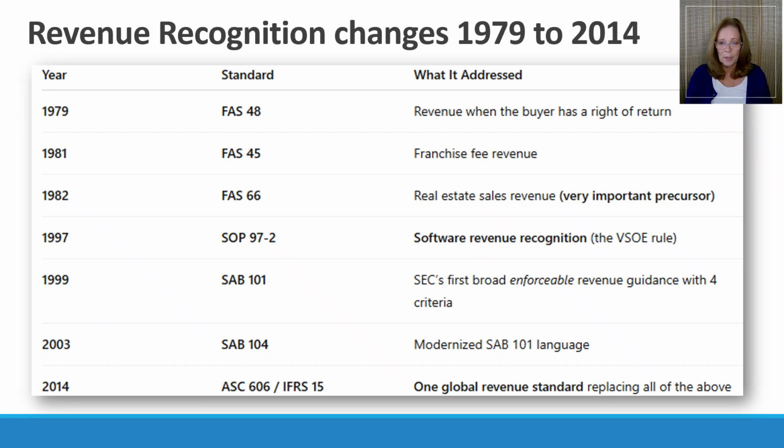Now we move into the software era, late 1990s, when companies like Microsoft and Oracle were selling licenses, updates, and support packages all bundled together. The key challenge was, when is the sale complete? SOP 97-2 introduced the idea of vendor-specific objective evidence, VSOE, and companies had to prove they could reliably separate the value of each component before recognizing revenue. Otherwise, they had to defer it. This was one of the most detailed and complex revenue rules before ASC 606.